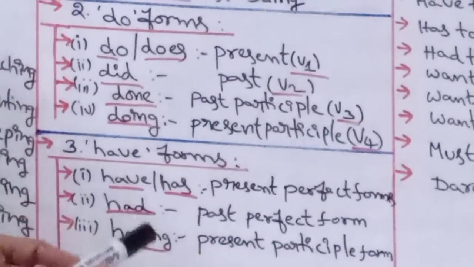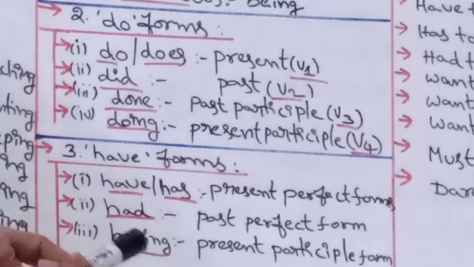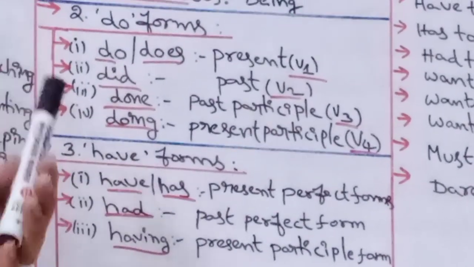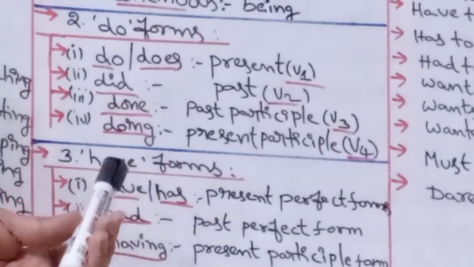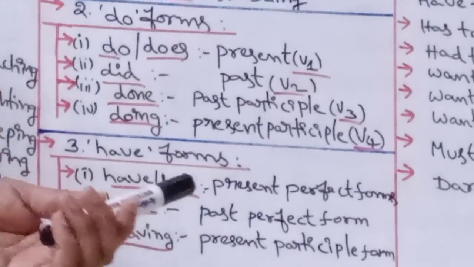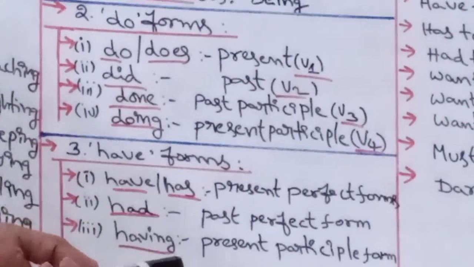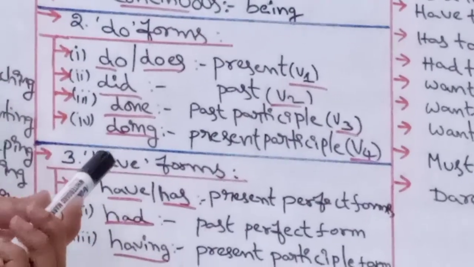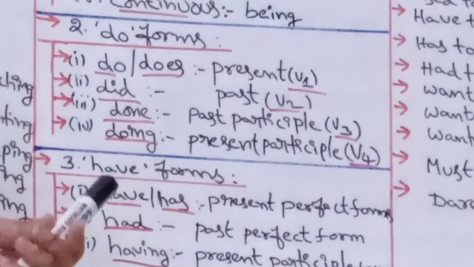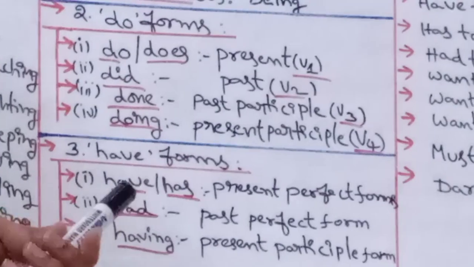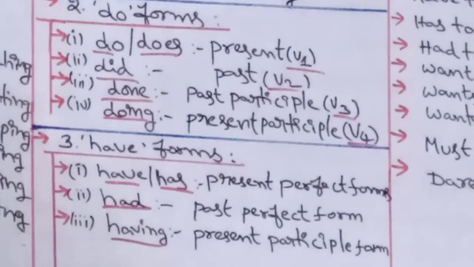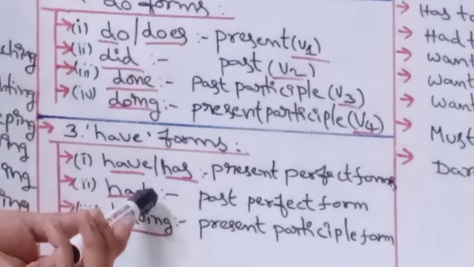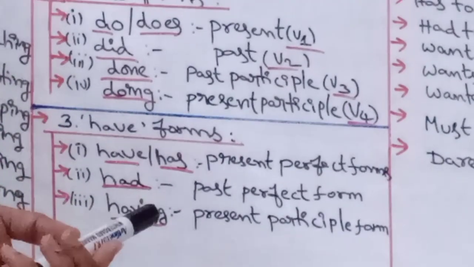And if we use them as present perfect forms, we can say I have completed my work, they have completed their duty, she has completed her task, like that. So after have, has, if a verb comes, it must be in its V3 form, past participle form. It's a rule, it's a basic concept.